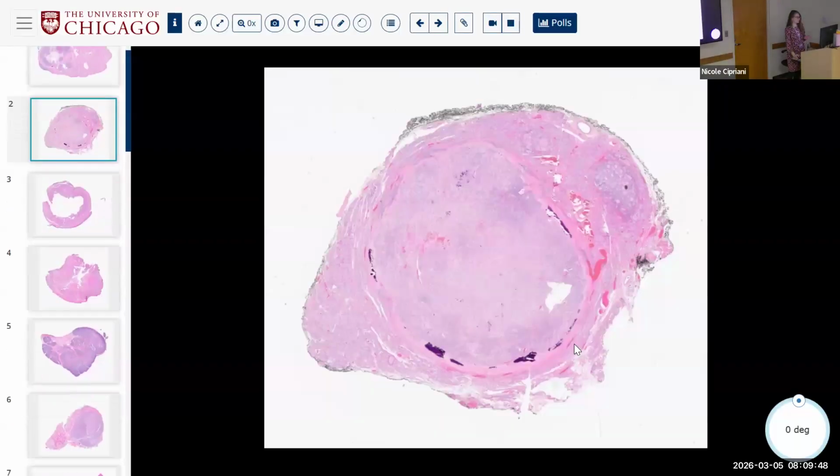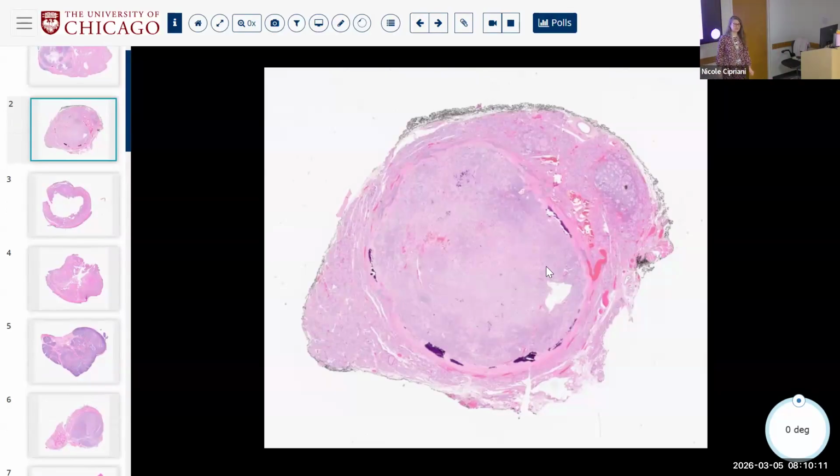So then the second lesion, on low power. Papillary type of pattern or follicular type of pattern? Follicular. More follicular type of pattern, right? This is the low power kind of thing. What's going on here?